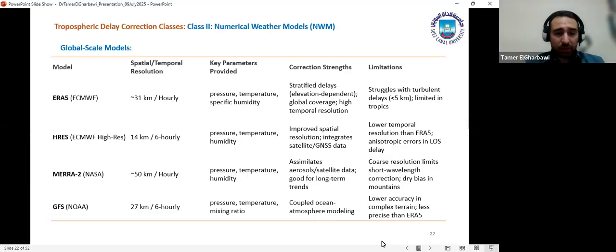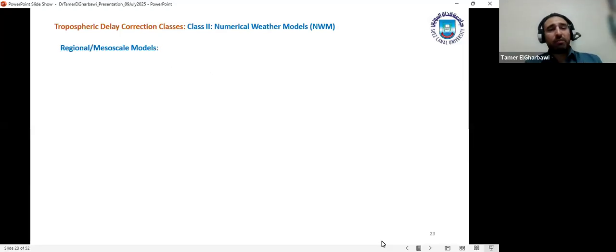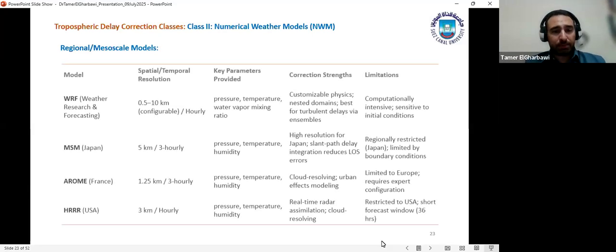Actually, this model can use several delay models, but this is the main application for these kinds of models. We have another regional scale, like the WRF or the MSM in Japan. These kinds of models are updated very frequently and have a smaller scale. But the problem is they are only for the region that was modeled. So the MSM is only effective in Japan. It cannot be used globally.